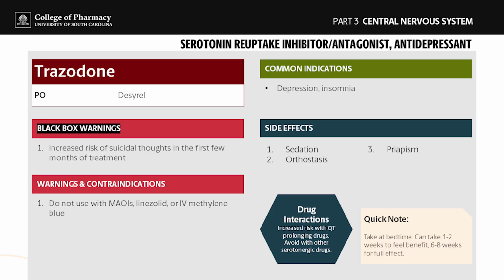A couple of things we need to talk about to our patients, that it can increase the risk of suicidal thoughts in the first few months. Very important to talk to your patient about that. If they have any thoughts of suicide, they need to stop that drug right away.